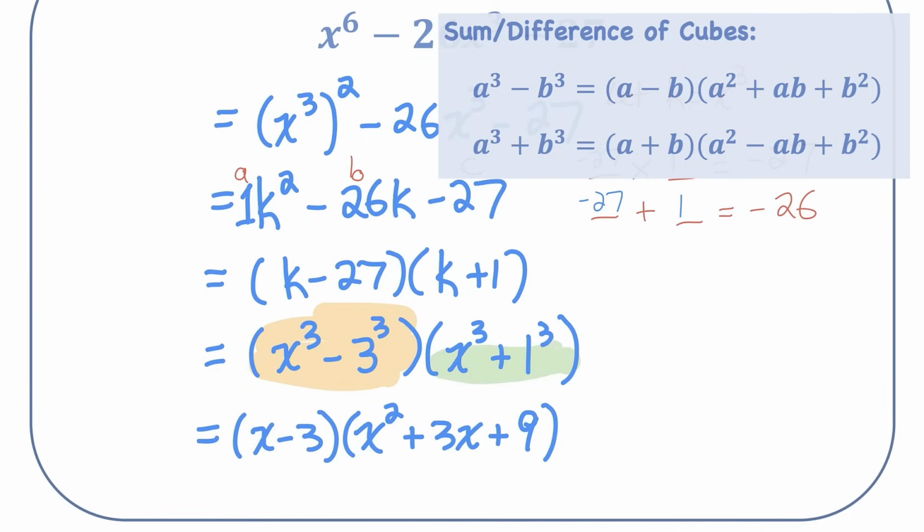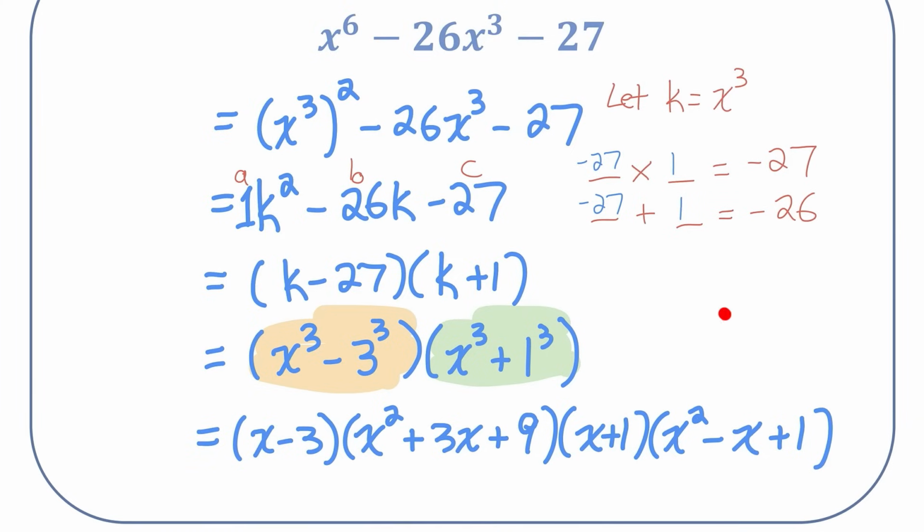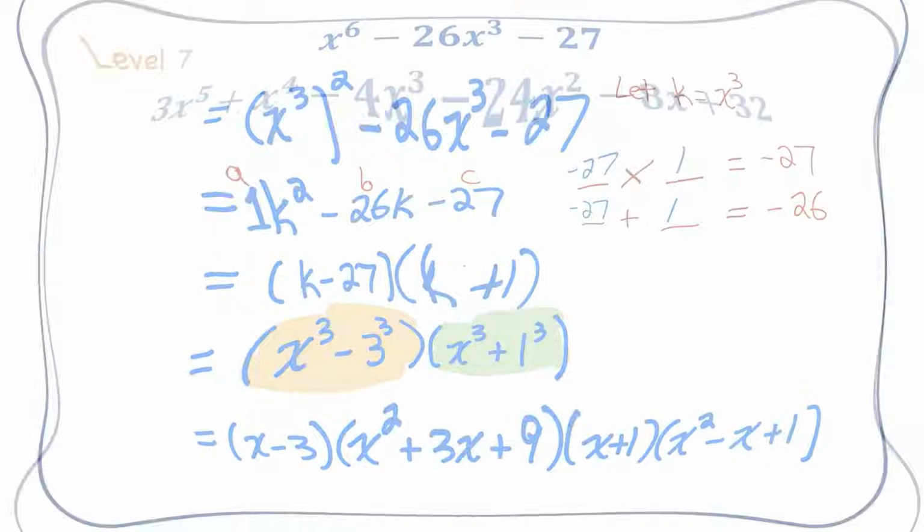And now let's look at this sum of cubes, and I'll follow the sum of cubes formula. The sum of cubes formula tells me that would be equal to x plus 1 times x squared minus 1x plus 1 squared, which is 1. And there you have it. Level 6 has been factored. Level 7.